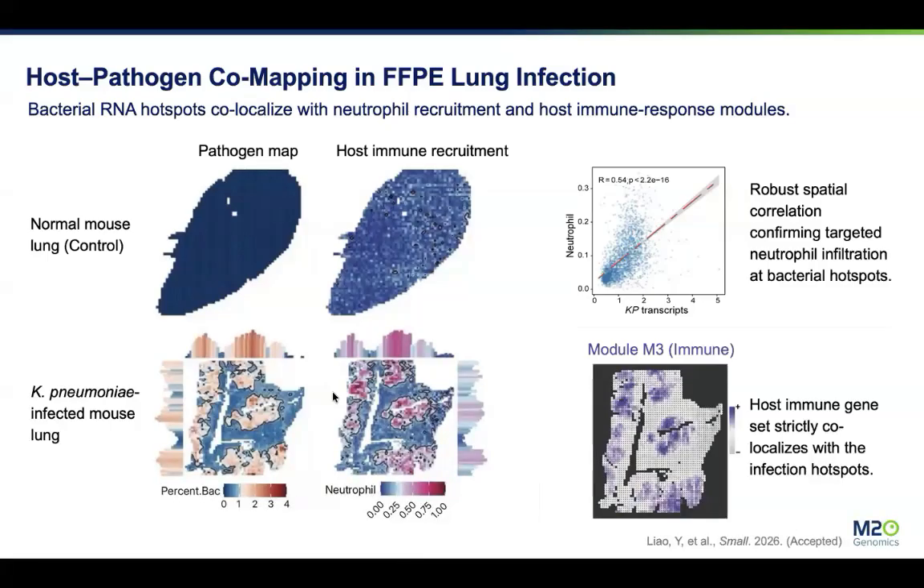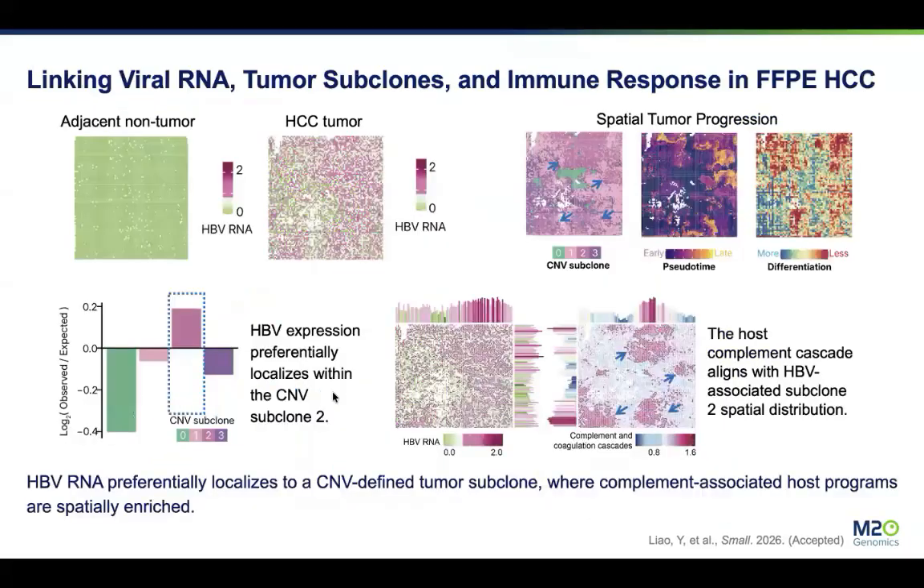This demonstrates the ability of NATA to capture pathogen localization along with corresponding host response within a single spatial assay, which provides a direct approach for studying host-pathogen interactions in their native tissue context. This next case examines a hepatitis B, or HBV-associated, hepatocellular carcinoma.